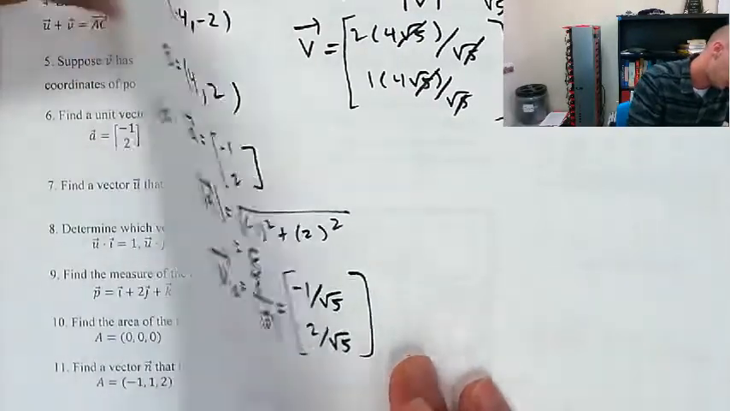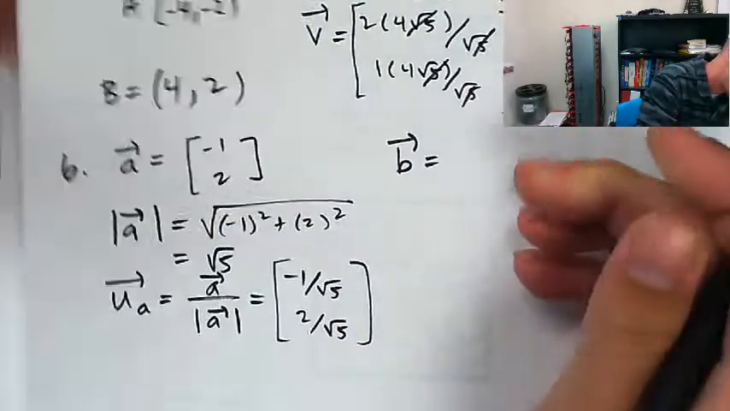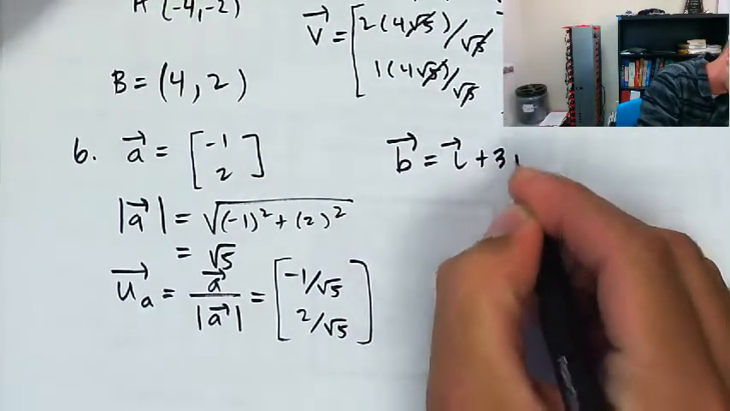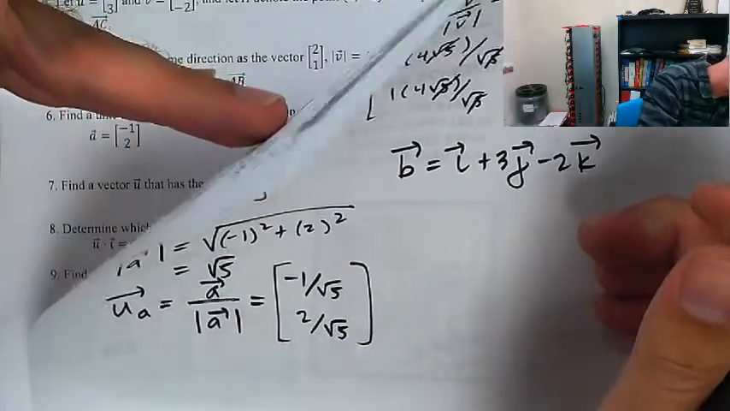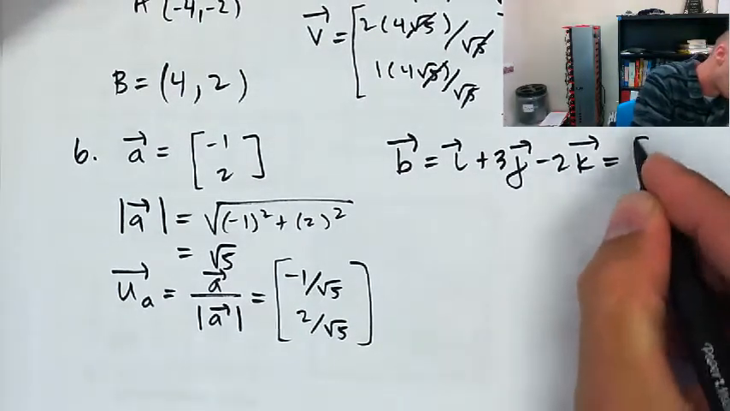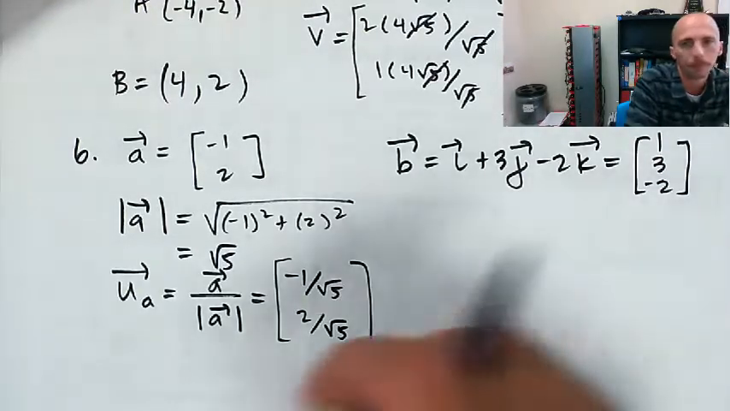Okay, and then the next one is going to be b equals i plus 3j minus 2k. Make sure: 1, 3, negative 2. Cool. And I'm going to just right away write this as 1, 3, negative 2. All right.